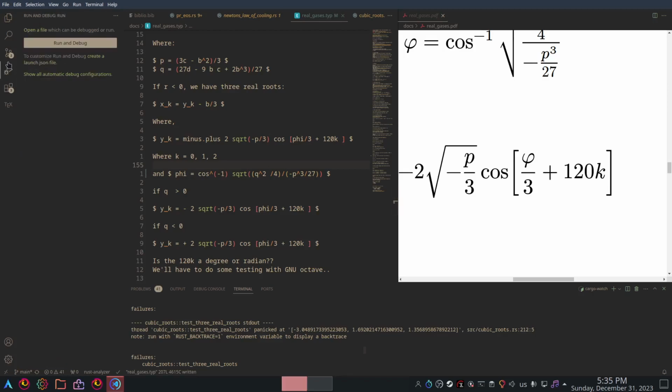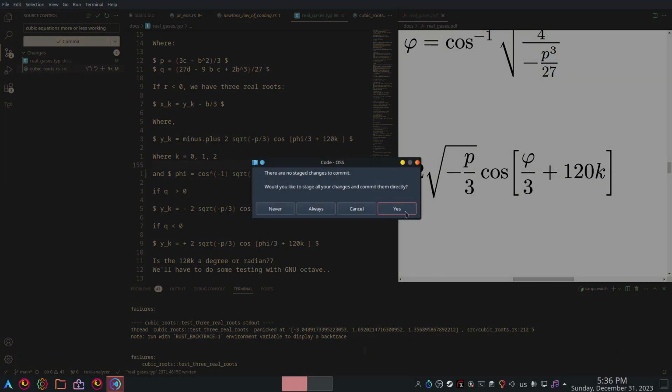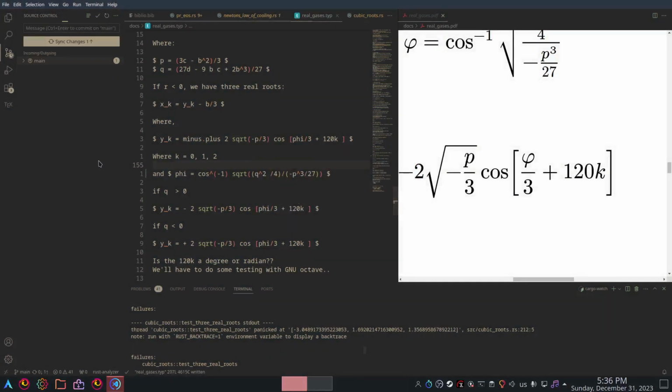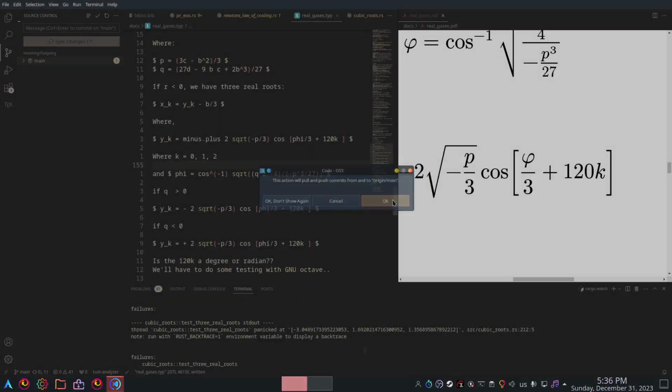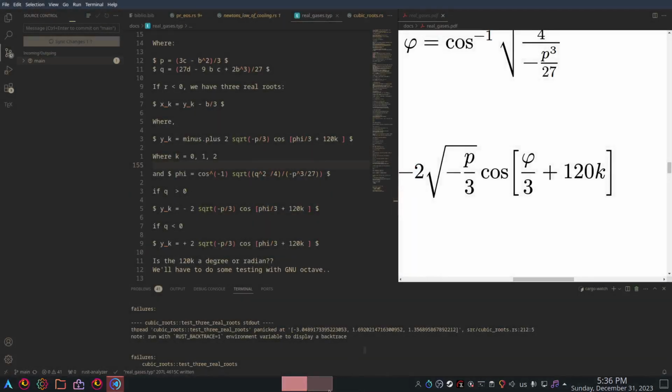Okay, so let me commit this, cubic equations more or less working. Commit this to GitHub. Sync, and see you next time.